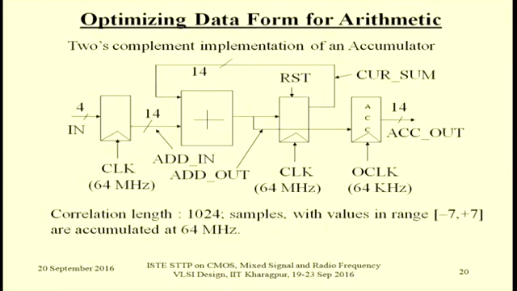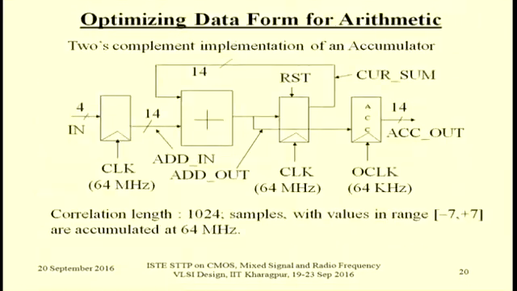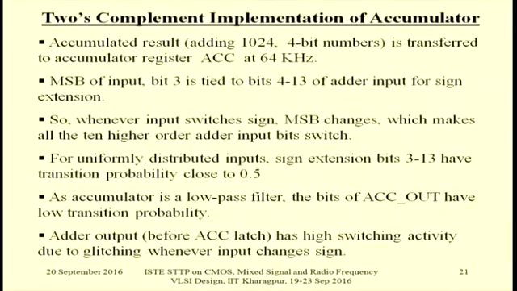Now correlation length is 1024 with values in the range -7 to +7 and an accumulator. Now the question is, why are we studying this? We are studying this because if you think of the 2's complement representation of the data, it is mandatory that bit 3, that means the sign bit, should be wired to bits 4 to 13. Okay, that means this 4th bit should be tied up with the higher bits because of the sign extension.